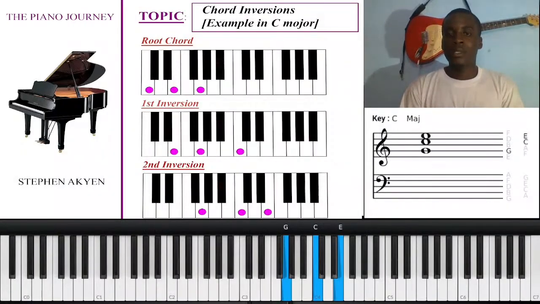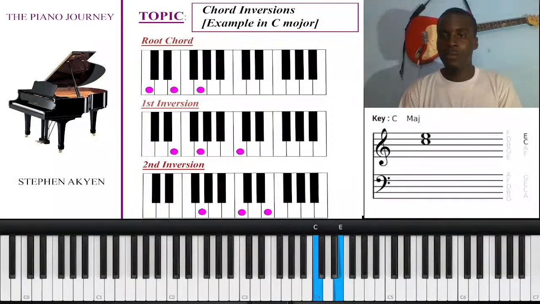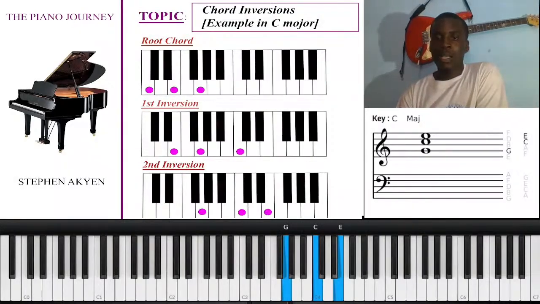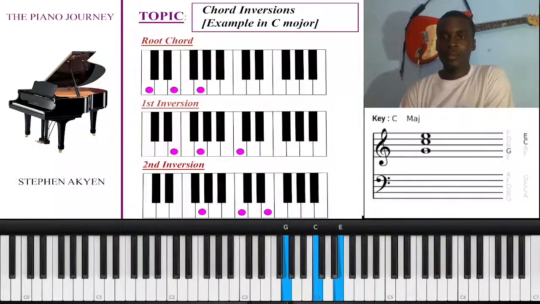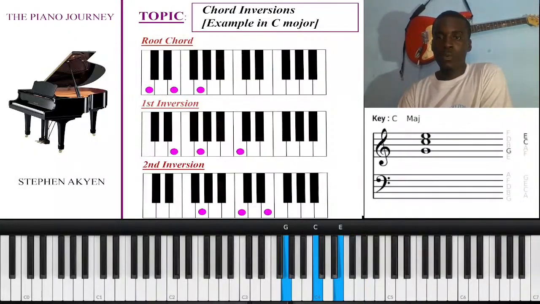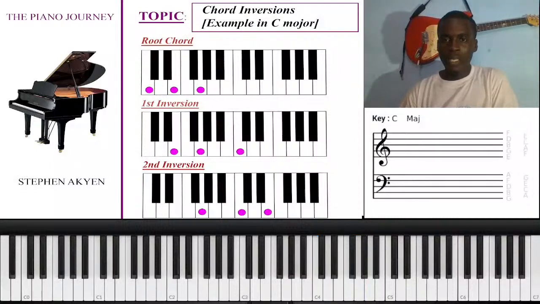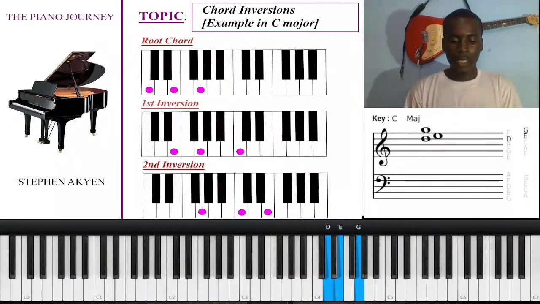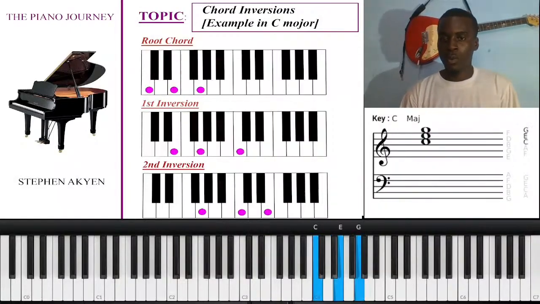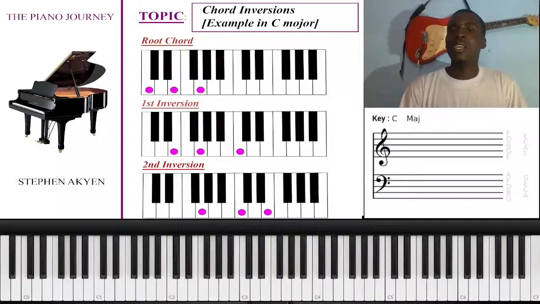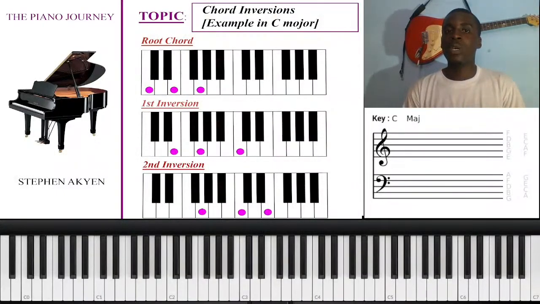Let's try and do another inversion by moving this. This is the fifth, and this is the same as this. So let's move this to here. If we move this to here, what do we get? We get the same C major chord which we started with. So that's why I'm saying we have only first inversion and then second inversion. We must take note. Then root chord. When you invert the second inversion, you get the root chord again.